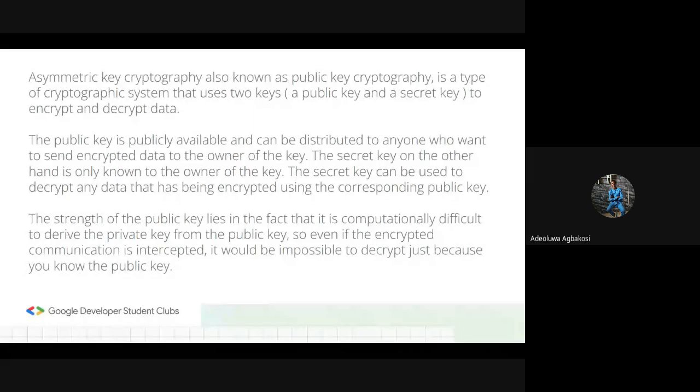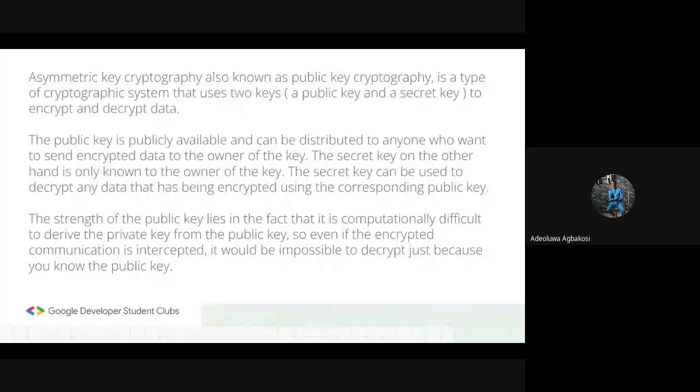The strength of the public key lies in the fact that it is almost impossible to derive the private key from the public key. They are almost independent of each other. So, even if the encrypted communication is intercepted, it will be impossible to decrypt that data just because you know the public key. The public key can be known by anyone.